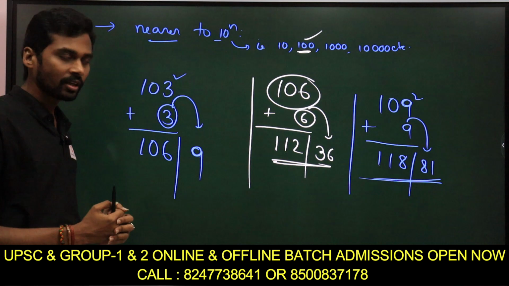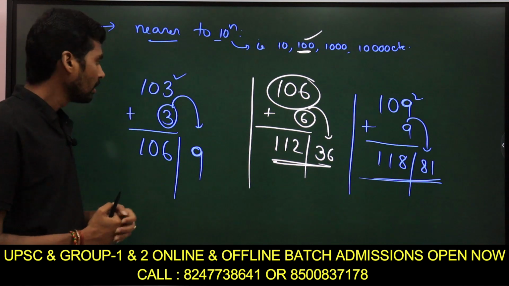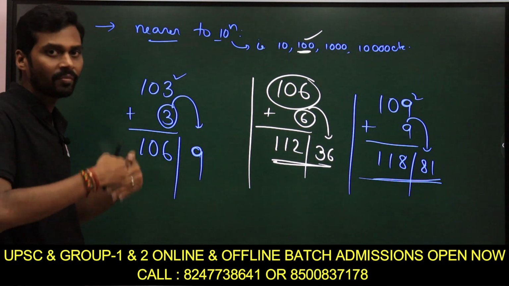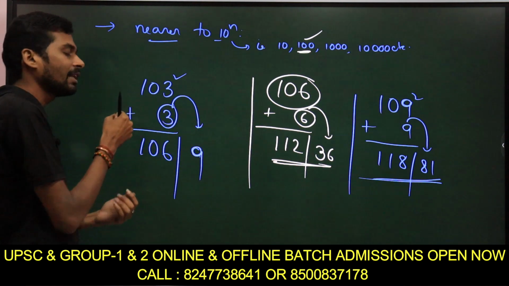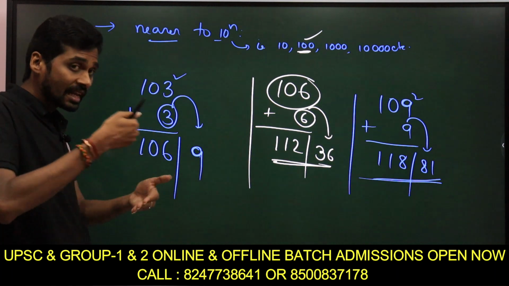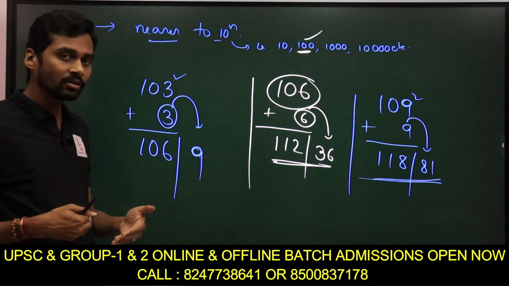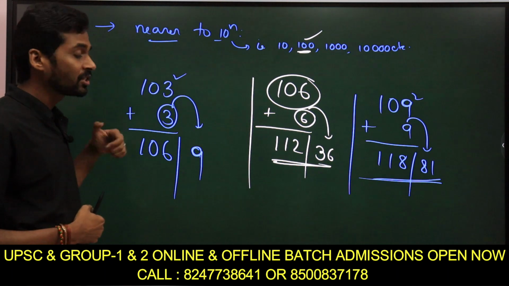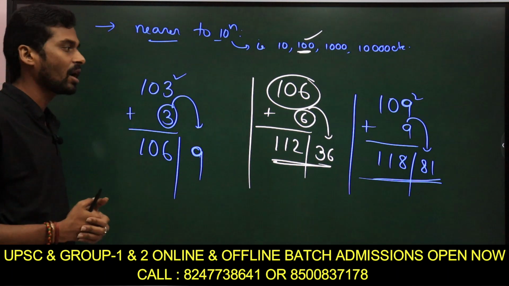We had the number 103. How much is 103 more than 100? Plus 3. When we have more than, we add plus. If it is less than 100 or less than 1000, then we have to subtract the number. Here we have a number which is more than 100, so that's why we have to add the number.